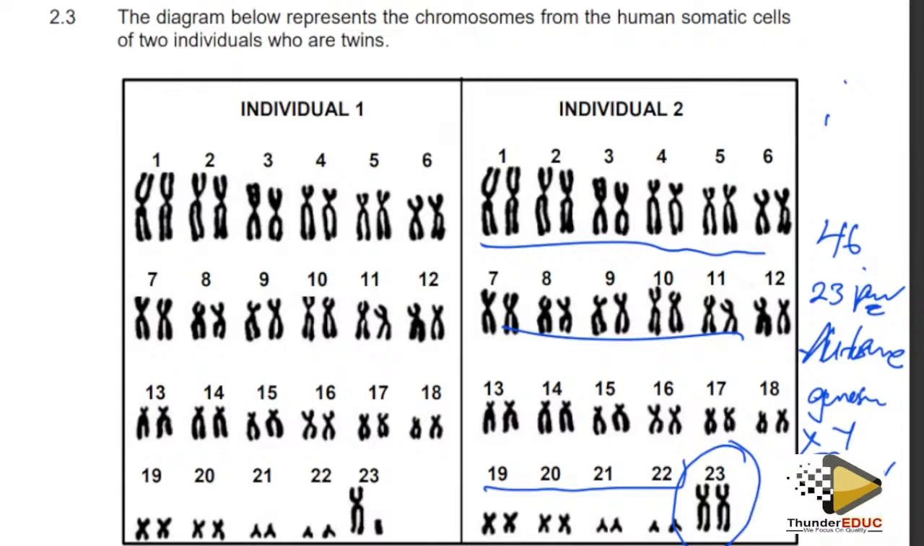The chromosomes here are not of the same size. I see here the same size and shape, while here they are the same size and shape. So it means that this is X and X, while this is X and Y. Remember, we said that X is longer than Y. That's why you find it like that.